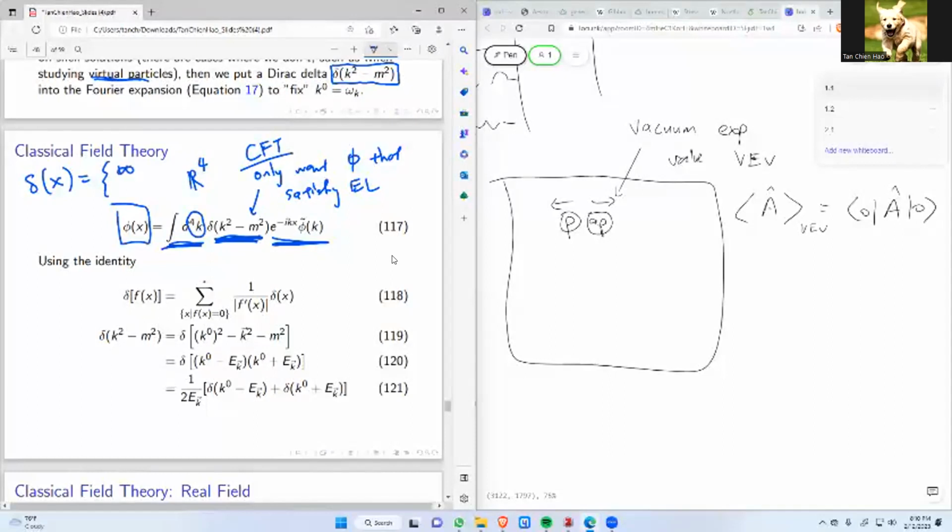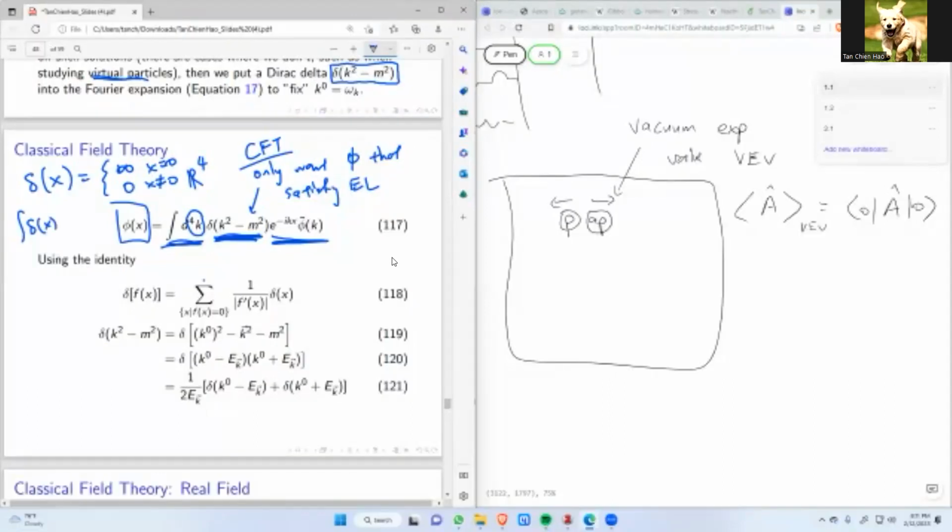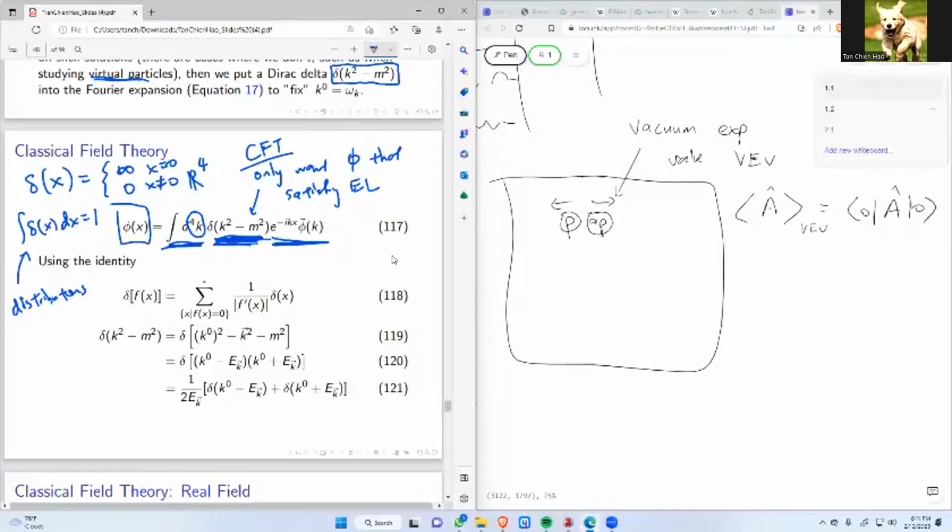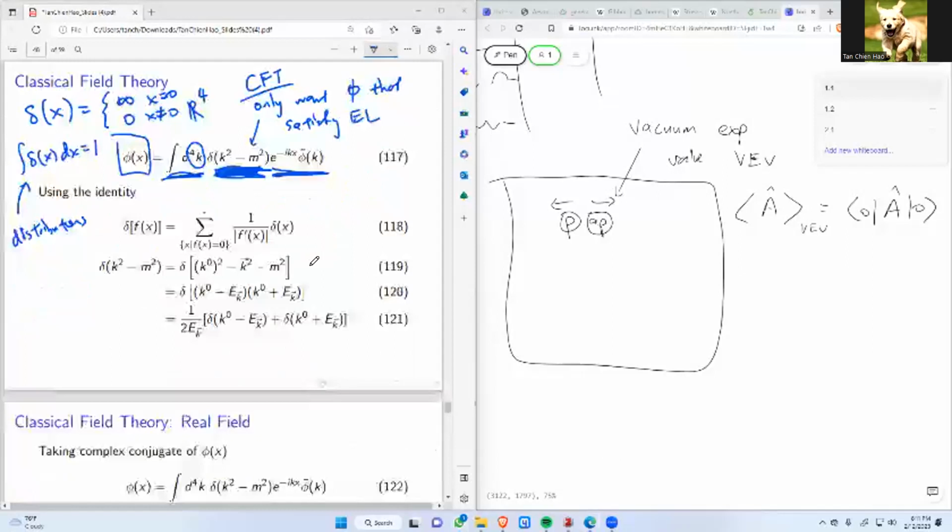Some people call it infinity when x equals 0, and it's 0 when x is not 0. But even though it's infinity over here, when you integrate over dx, you get 1. And this is made rigorous in the theory of distributions. So this over here basically tells us we're integrating over all four momentum, but we're only selecting the momentum that satisfies this equation.